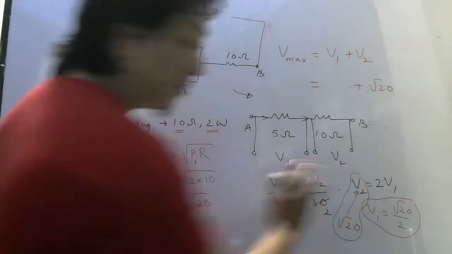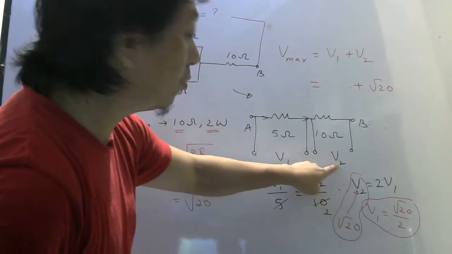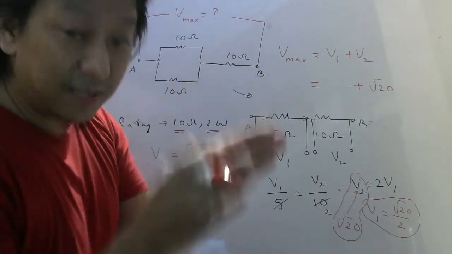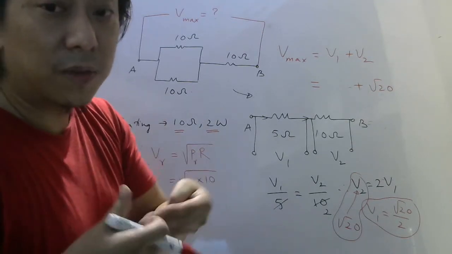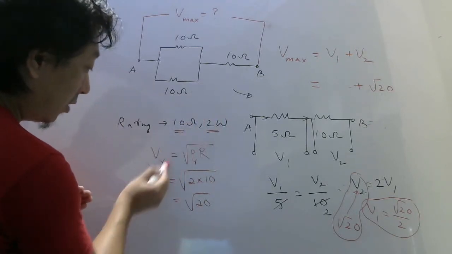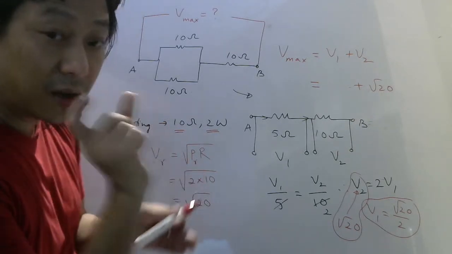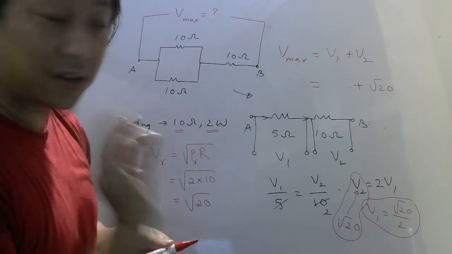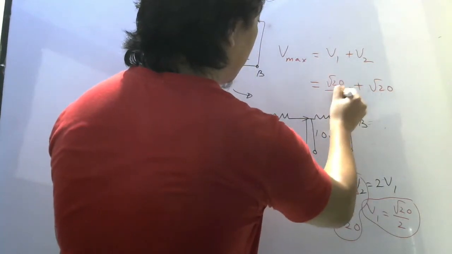So one of them should be maximum, then you have to test. By putting this one root 20, you see V2 will become more than root 20, then this resistor will fuse. They are saying the maximum voltage that can be applied without any resistor consuming more than the rated power. To consume the rated power, the rated voltage is root 20. This I have calculated separately. So this is the maximum voltage each one can have across its terminals. So V2 is root 20, and V1 should be root 20 by 2.